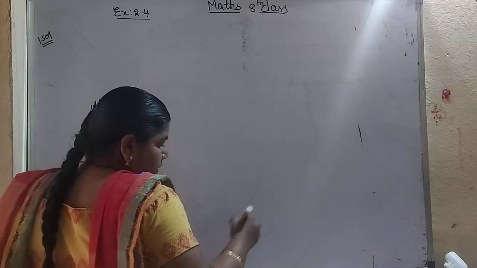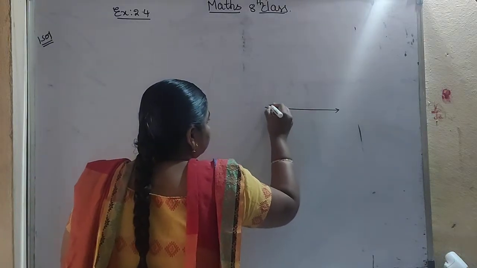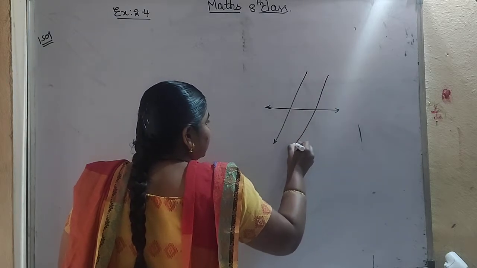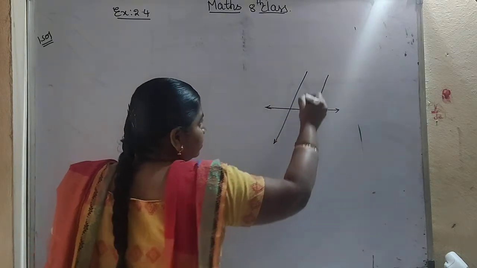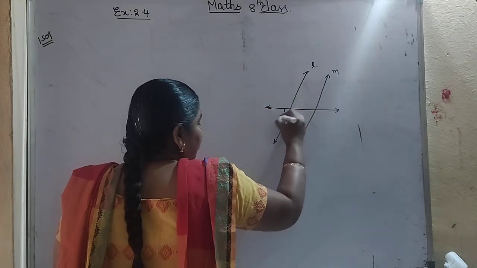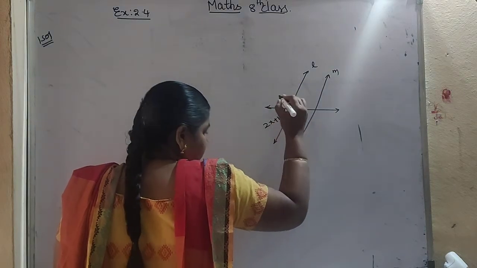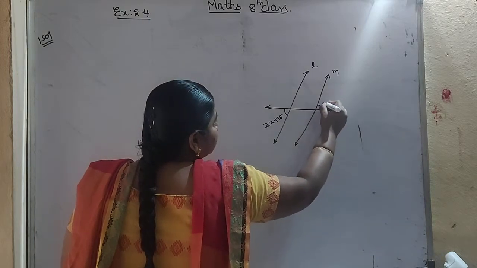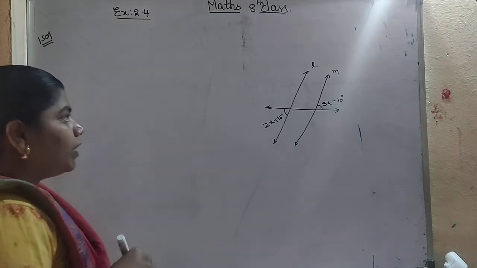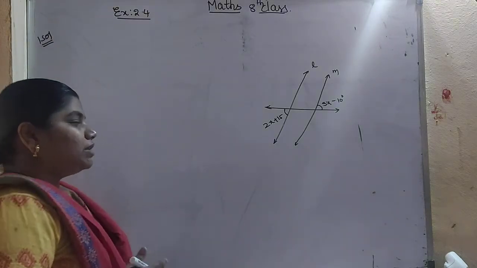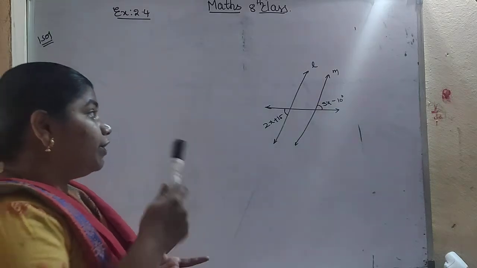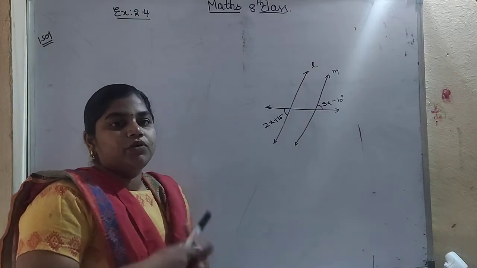Okay, so if you take 2.4, in that first one, first solution. So what is that? They have given one figure, two parallel lines and one transversal. Here it is 2x plus 15 and here it is 3x minus 10 degrees. So we have to find the x value. So already in 7th class we have learnt about parallel lines and about transversal and the 8 different types of angles.